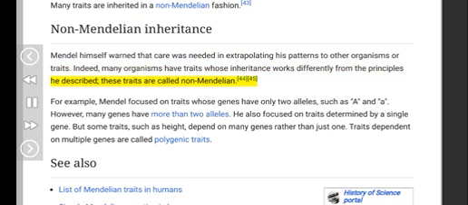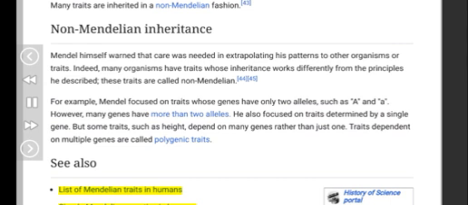For example, Mendel focused on traits whose genes have only two alleles, such as A and a. However, many genes have more than two alleles. He also focused on traits determined by a single gene. But some traits, such as height, depend on many genes rather than just one. Traits dependent on multiple genes are called polygenic traits. The Hardy-Weinberg principle states that allele and genotype frequencies in a population will remain constant over generations in the absence of other evolutionary influences.